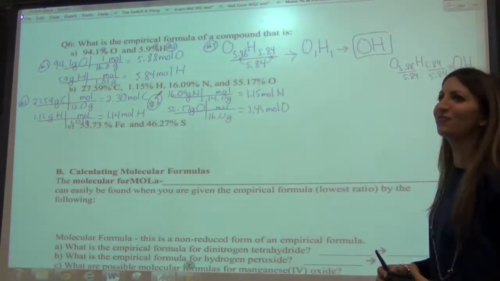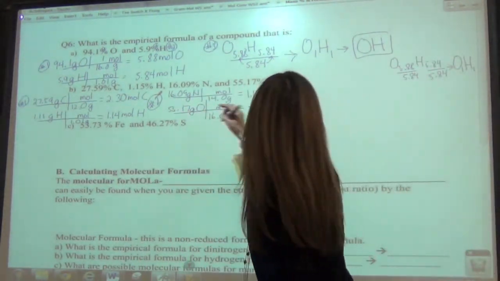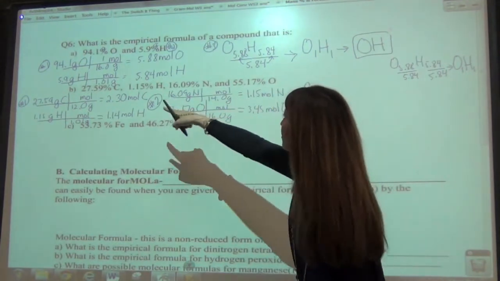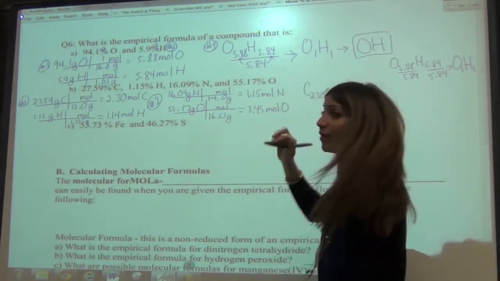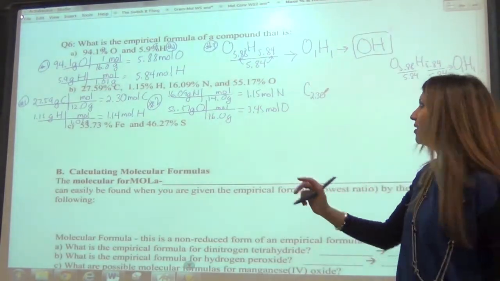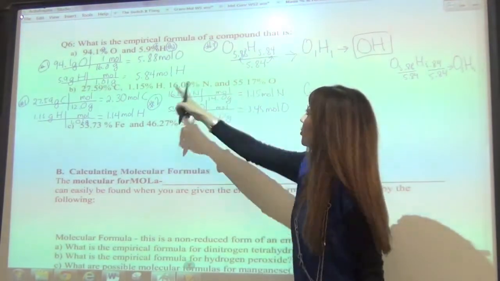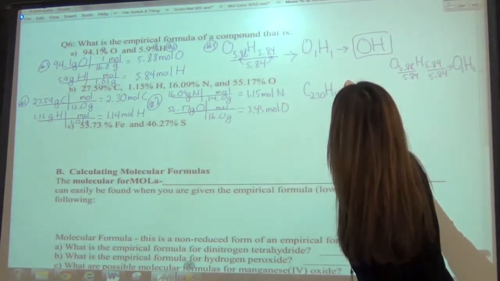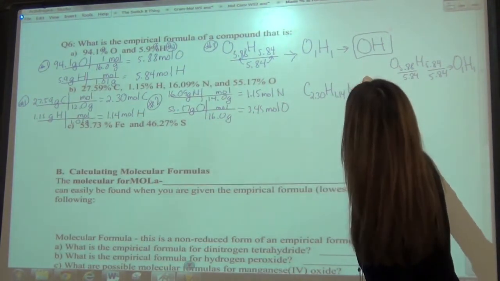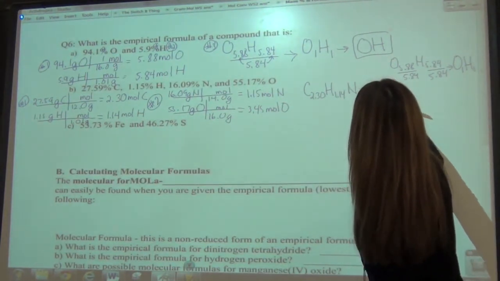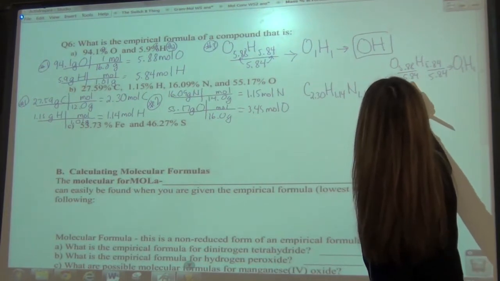So now we're going to write our formula. Okay? So now we're going to write it. You're going to write C 2.30. Don't round yet, okay? Don't do any rounding yet. We're going to write it in the same order that's on here. H 1.14, N 1.15, and O 3.45.